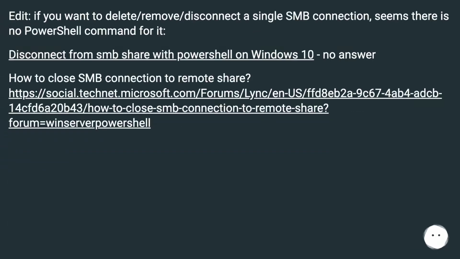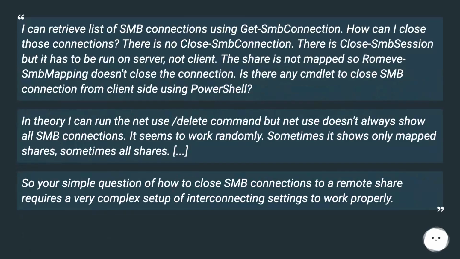Edit: if you want to delete, remove, or disconnect a single SMB connection, seems there is no PowerShell command for it. Disconnect from SMB share with PowerShell on Windows 10, no answer. How to close SMB connection to remote share? I can retrieve a list of SMB connections using Get-SmbConnection. How can I close those connections?